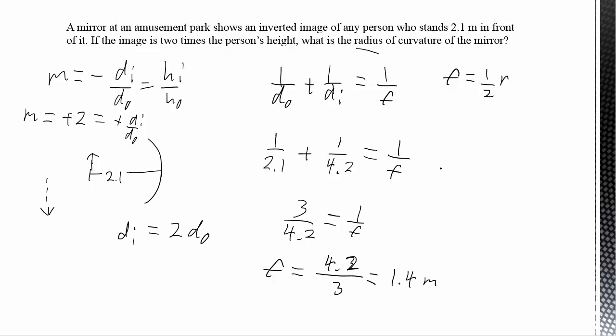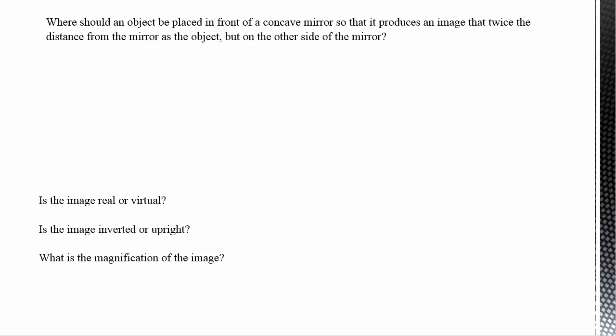So if we know that that is 1.4, we just have to plug that in here. The radius of curvature is going to be twice the focal length. So 2 times 1.4 gives you a radius of curvature of 2.8 meters. Okay, let's look at one more example here.